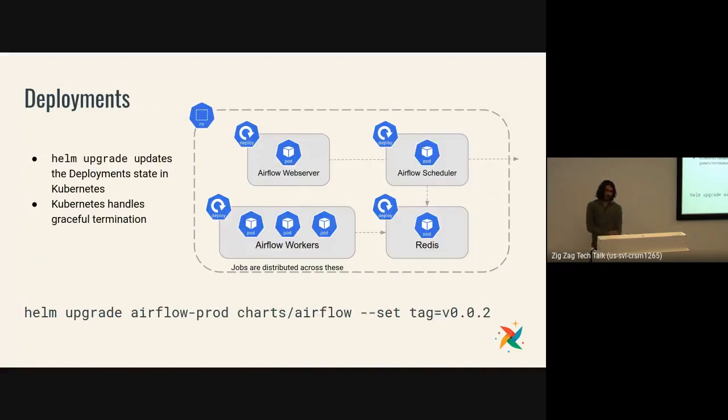Deployments in Helm are pretty nice because you can just define the tag that your images are looking for. So Helm upgrade lets you update the deployment inline. And then you can use a lot of native Kubernetes things to handle any sort of graceful termination.